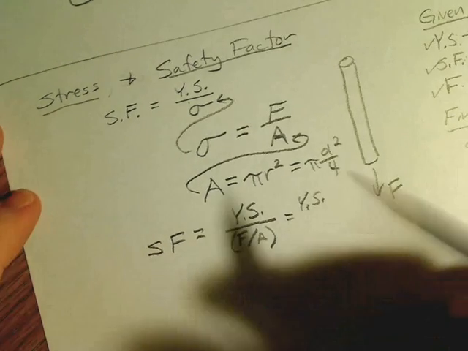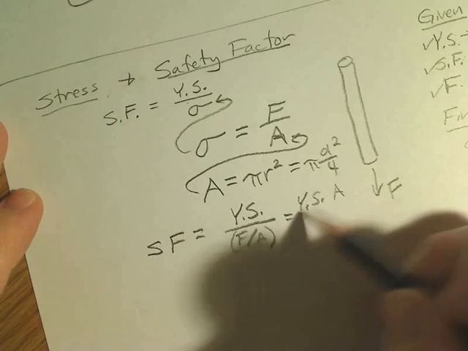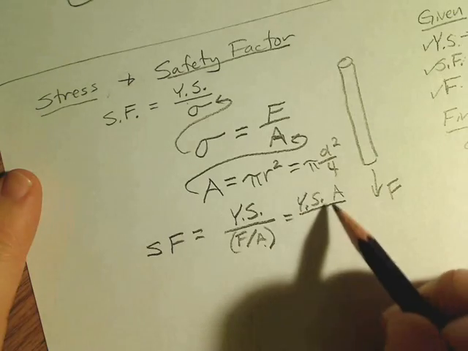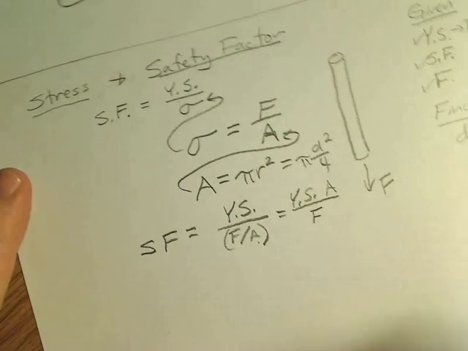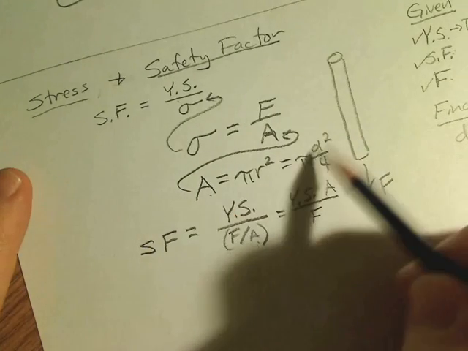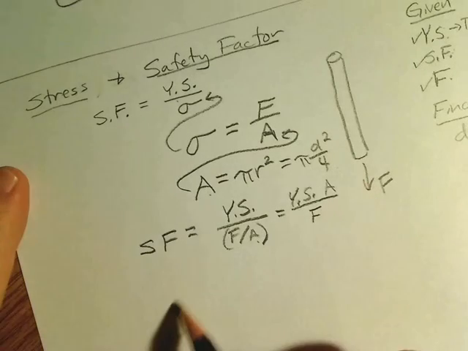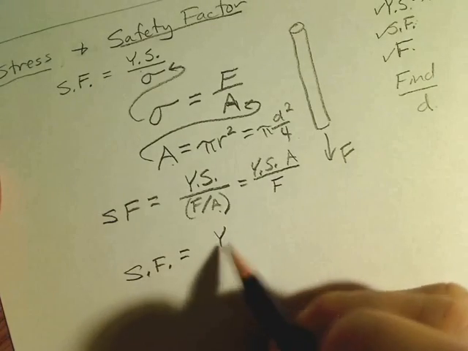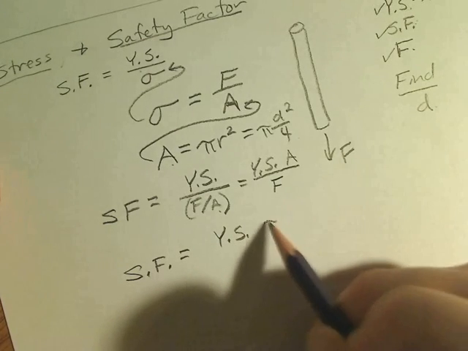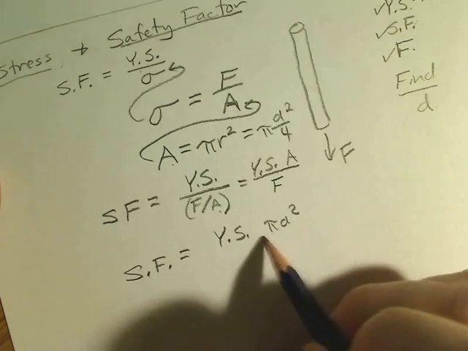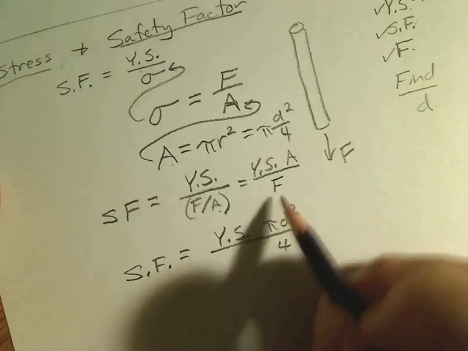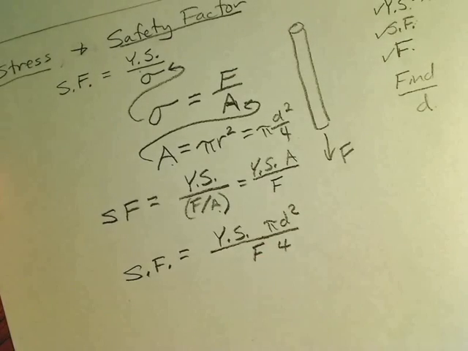Okay, so the yield strength, and then we pull the area up to the top. The denominator of the denominator is the numerator, divided by force. Now, the area is pi d squared over 4, so let's put that in next. Safety factor is equal to yield strength times pi d squared over 4. Now that 4 can actually come all the way to the bottom as well, giving you that kind of expression.